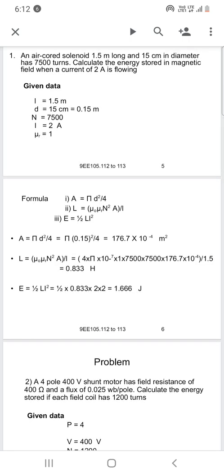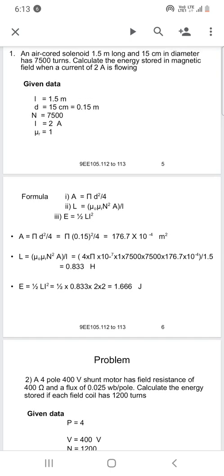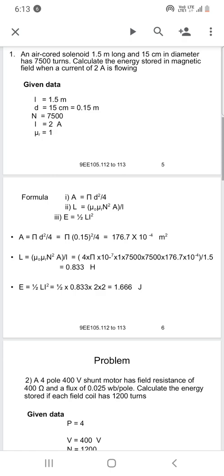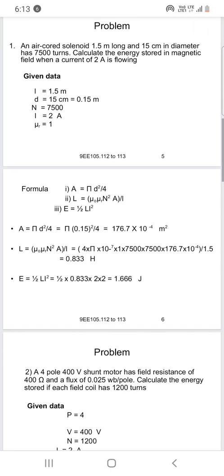From the formula we know the energy stored in the magnetic field is E equals half L i squared. The current is given, so first we have to calculate the inductance value L. What is the relation between the inductance, current and area of cross section?